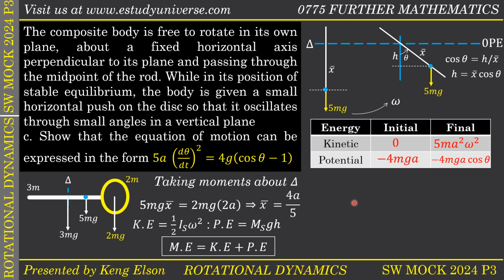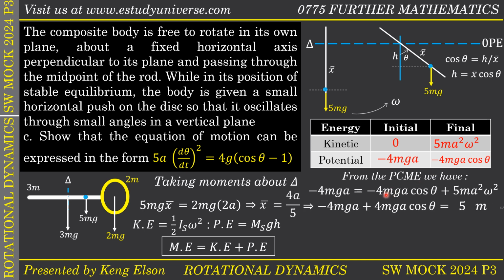Okay, now from here we need to apply the principle of conservation of mechanical energy. It says that the initial mechanical energy is equal to the final mechanical energy. For the initial mechanical energy, we sum the initial kinetic and the initial potential. When we sum, we just get the initial potential since the initial kinetic is 0. For the final, we also sum the final kinetic and the final potential. So doing that, we get negative 4mga equal to negative 4mga cos theta plus 5ma²ω².